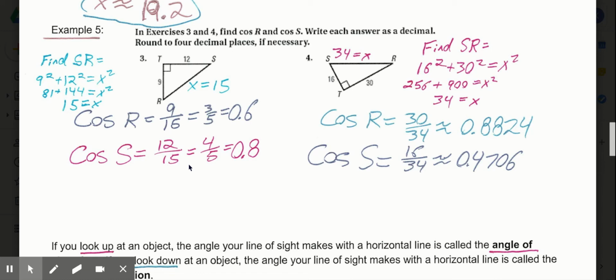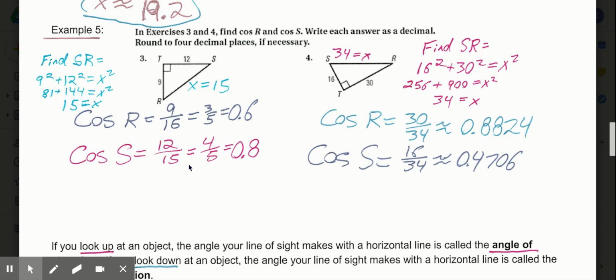So to figure out SR in example 3, we have 9 squared plus 12 squared equals x squared. So 81 plus 144. Then the square root of that gives us 15. So in that case, we know SR is 15. So now we can set up our cosines.